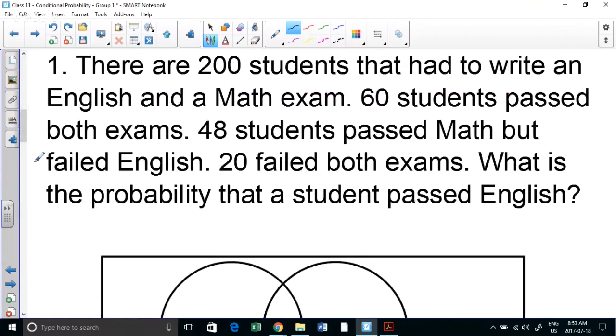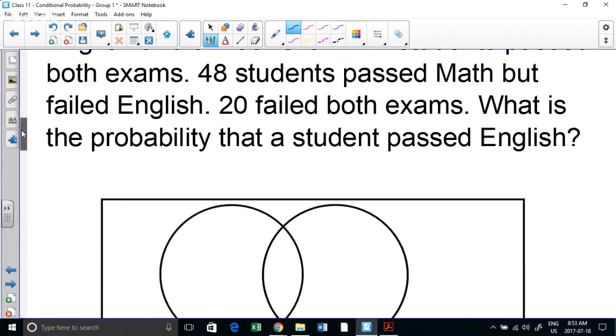There are 200 students that had to write an English and a math exam. 60 students passed both exams. 48 students passed math but failed English. 20 failed both exams. What is the probability that a student passed English?